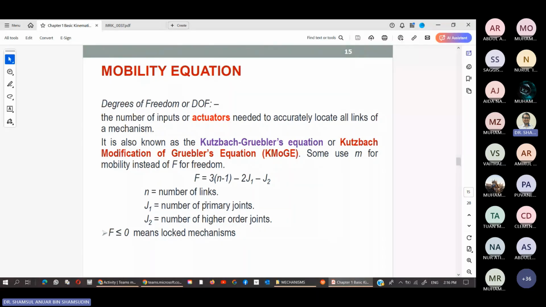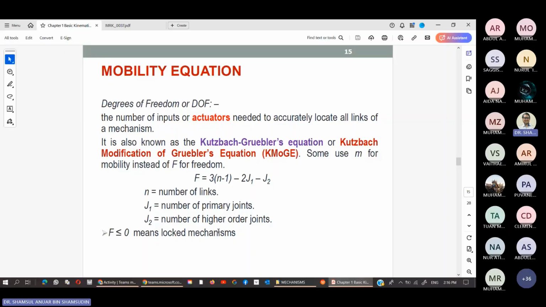So you have to count the number of J1s. Usually we have a lot. Then we have J2, the number of higher order joints. We have J2 if we have gears, or we have cam and followers. And then we have screws. And then the fourth one is if we have a pin in a slot.